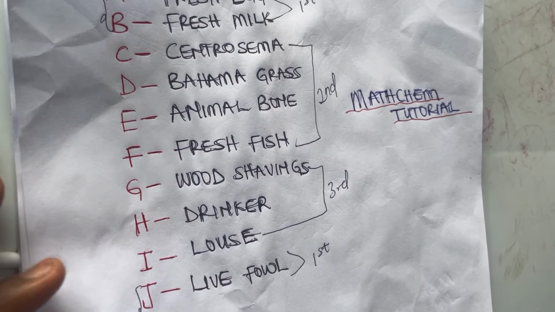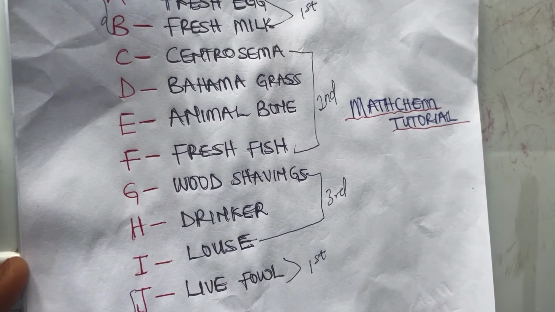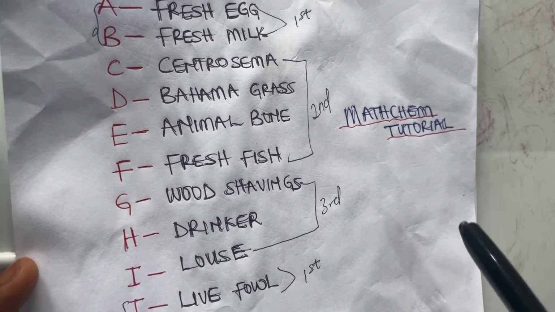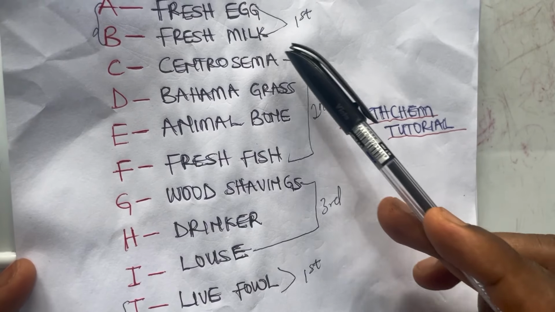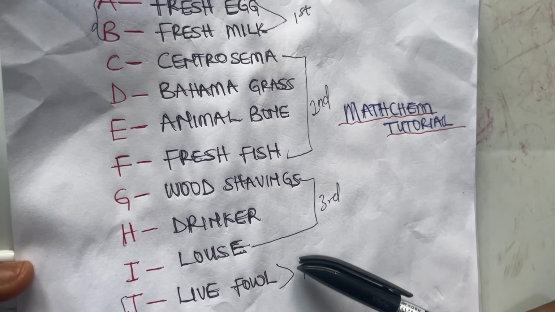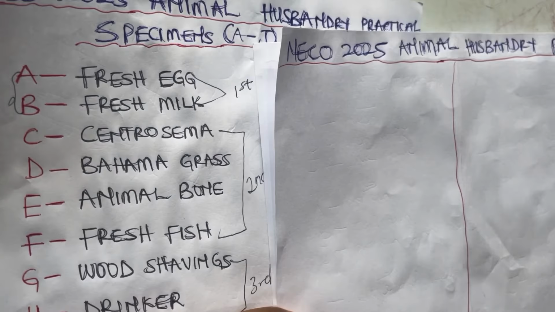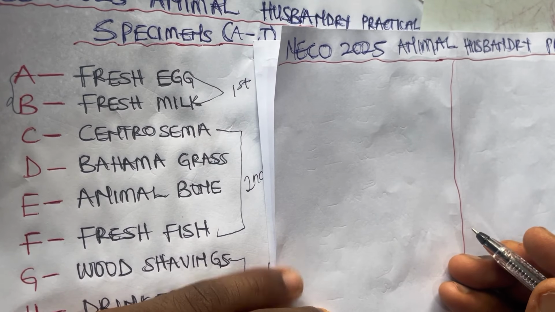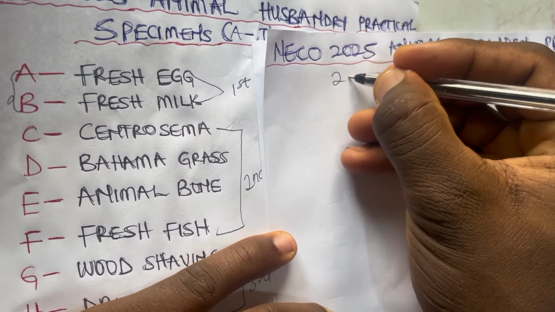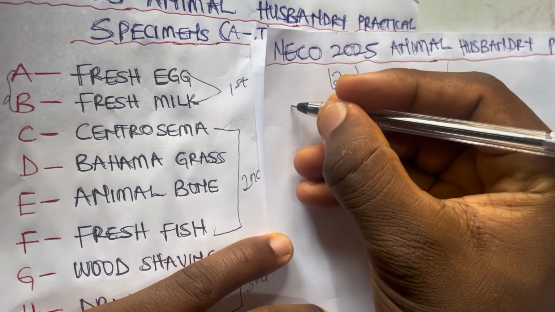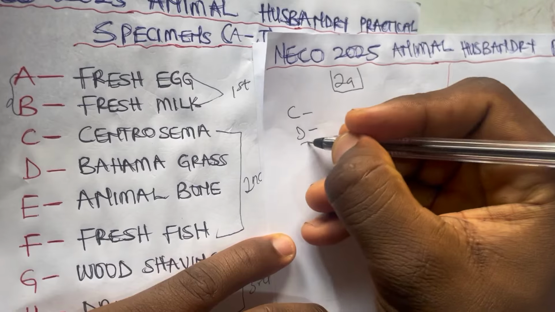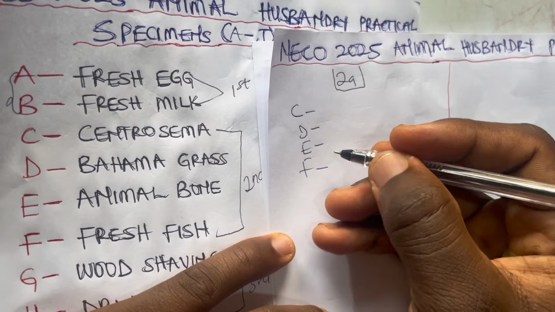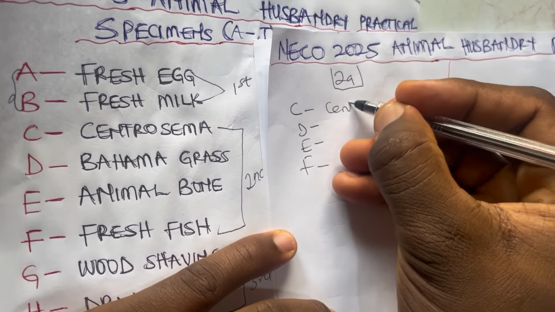Now let's go to the second category, the possible questions that NECO may ask you relating to the specimen in this second category and also this third category. They can ask you to identify specimen C, D, E, and F. So let me give that to A. Specimen C, D, E, and F. Specimen C from here is Centrosema.